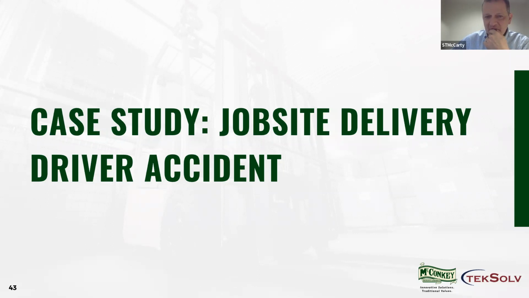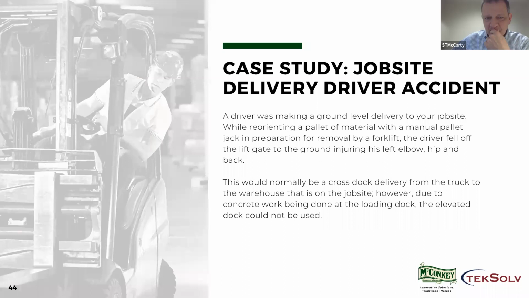This is based on an injury that actually occurred for a client. A driver was making a ground level delivery to a job site, and they were reorienting the pallet of material with a manual pallet jack on the lift gate. They were reorienting it for the forklift to come over and remove that pallet from the back of the box truck. While he was reorienting that pallet with the manual pallet jack, he fell off the lift gate and hit his elbow, his hip, and his back. He went to the clinic. These injuries were not life-threatening and didn't require hospitalization, but the employee did lose a couple days of work from this incident.